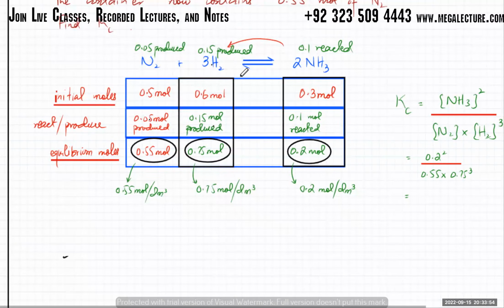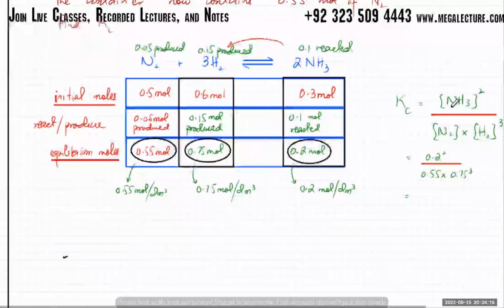Yeah, I didn't get your question. Which values are you talking about? Based on our deduction from the table, we said that N2 and H2 are the ones being produced and NH3 is the one being reacted. So when we use the formula, do we consider NH3 as a product or reactant?